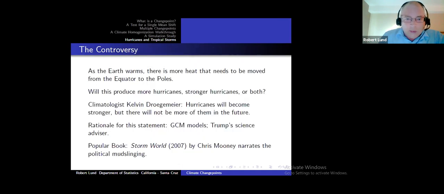Well, what's the controversy? The climate people keep telling us that they expect that there will not be more hurricanes in the future, but they might get a bit stronger. In particular, Kelvin Droegemeier, I was listening to his Senate testimony a couple years back, and he made the statement that hurricanes will become a bit stronger, there will not be more of them in the future. Well, what was his rationale for the statement?